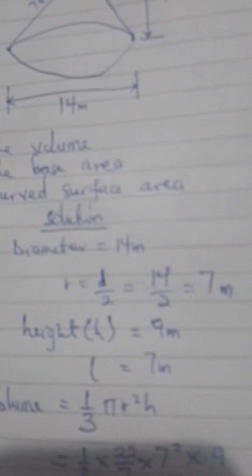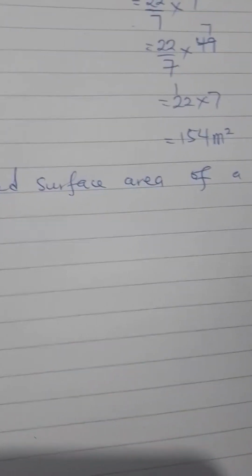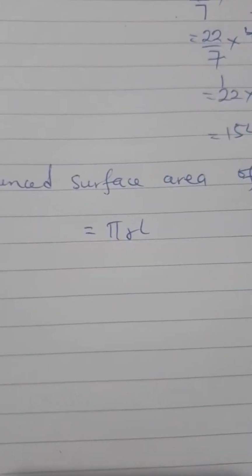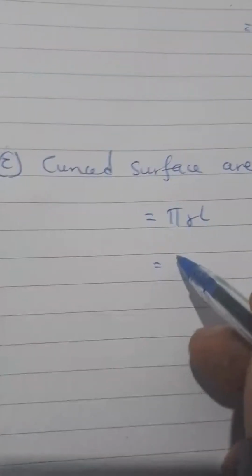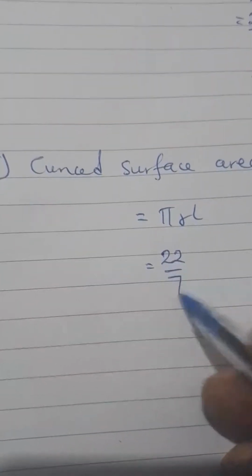Right. Then the last one, here we have the curved surface area of the cone. Who can give us the formula for the curved surface area of a cone? The curved surface area is pi r L. So the curved surface area of a cone is pi r L. Good. So we have pi to be 22 on 7.